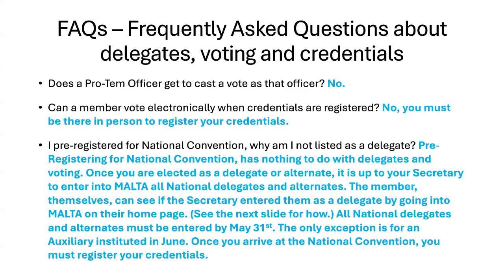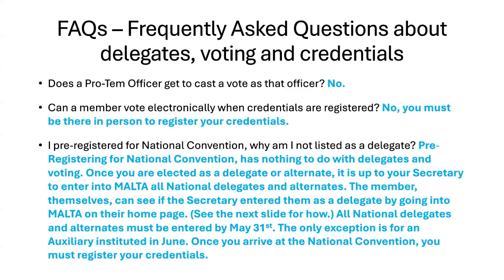I pre-registered for National Convention. Why am I not listed as a delegate? Pre-registering for National Convention has nothing to do with delegates and voting. Once you are elected as a delegate or alternate, it is up to your secretary to enter into Malta all national delegates and alternates. The member themselves can actually see if the secretary entered them as a delegate or alternate by going into Malta on their homepage. All national delegates and alternates must be entered by May 31st. The only exception is for an auxiliary instituted in the month of June.